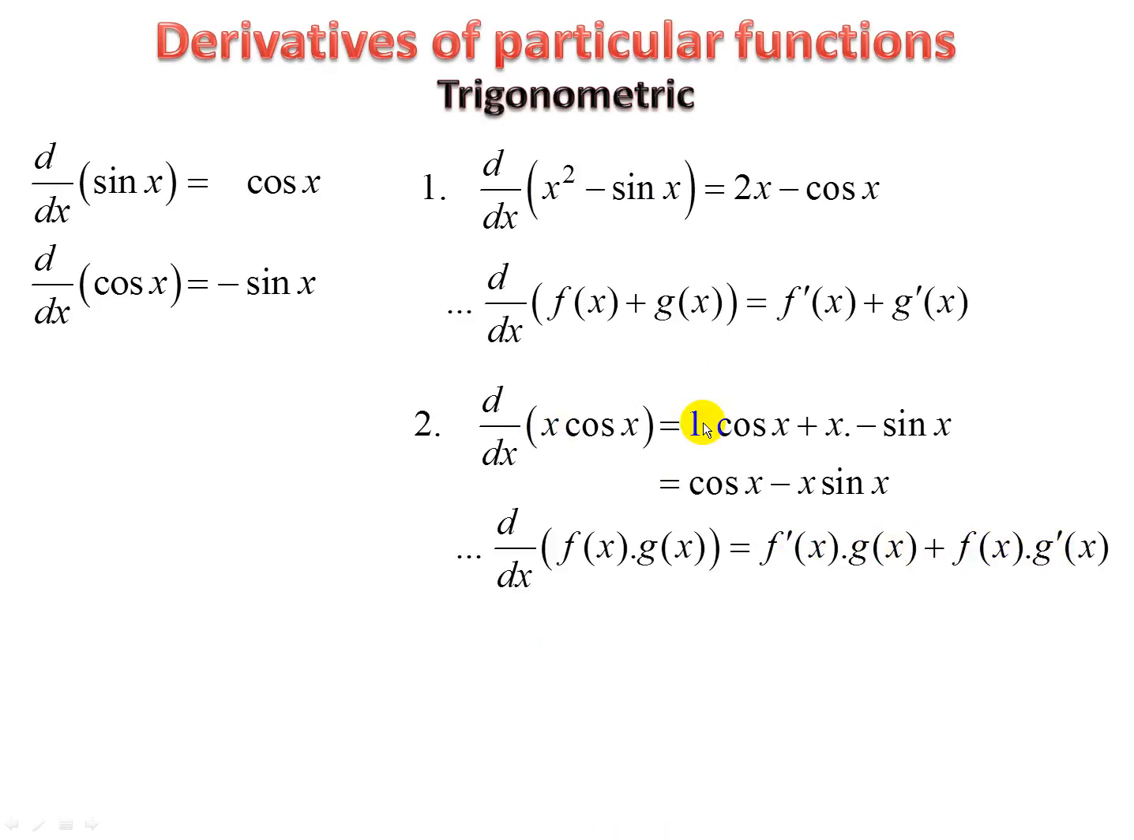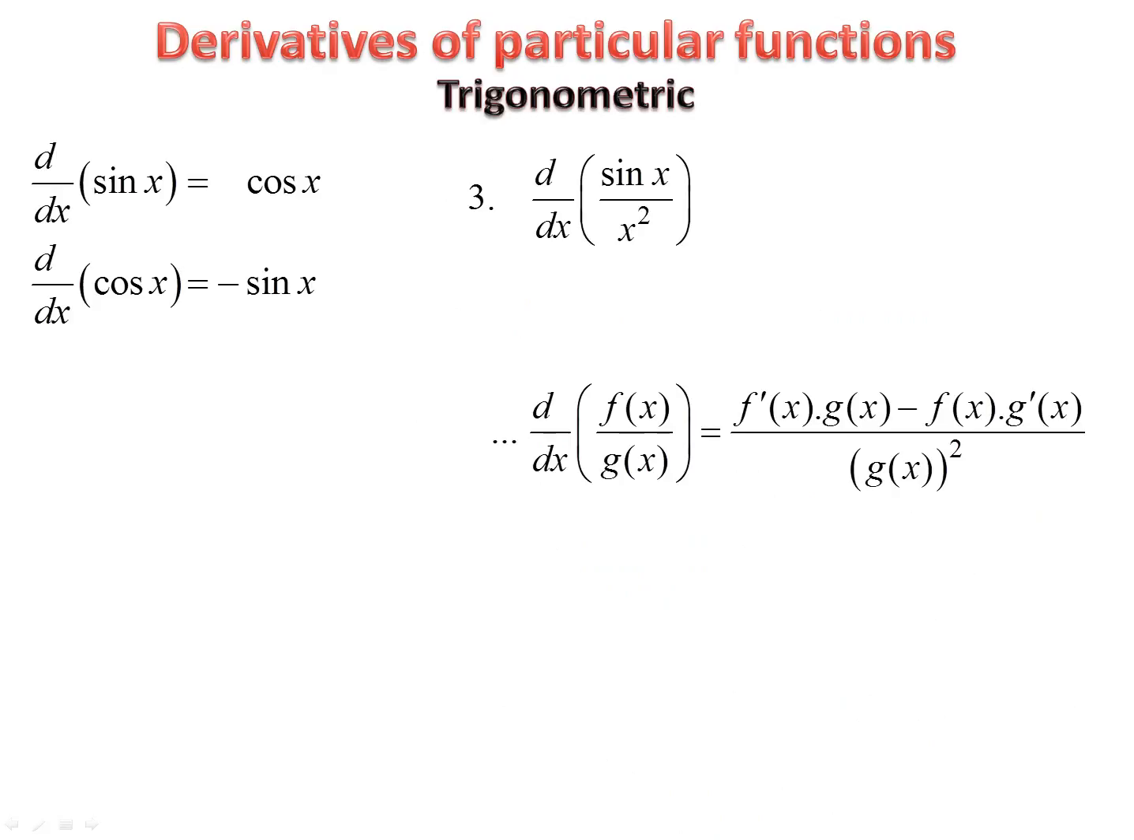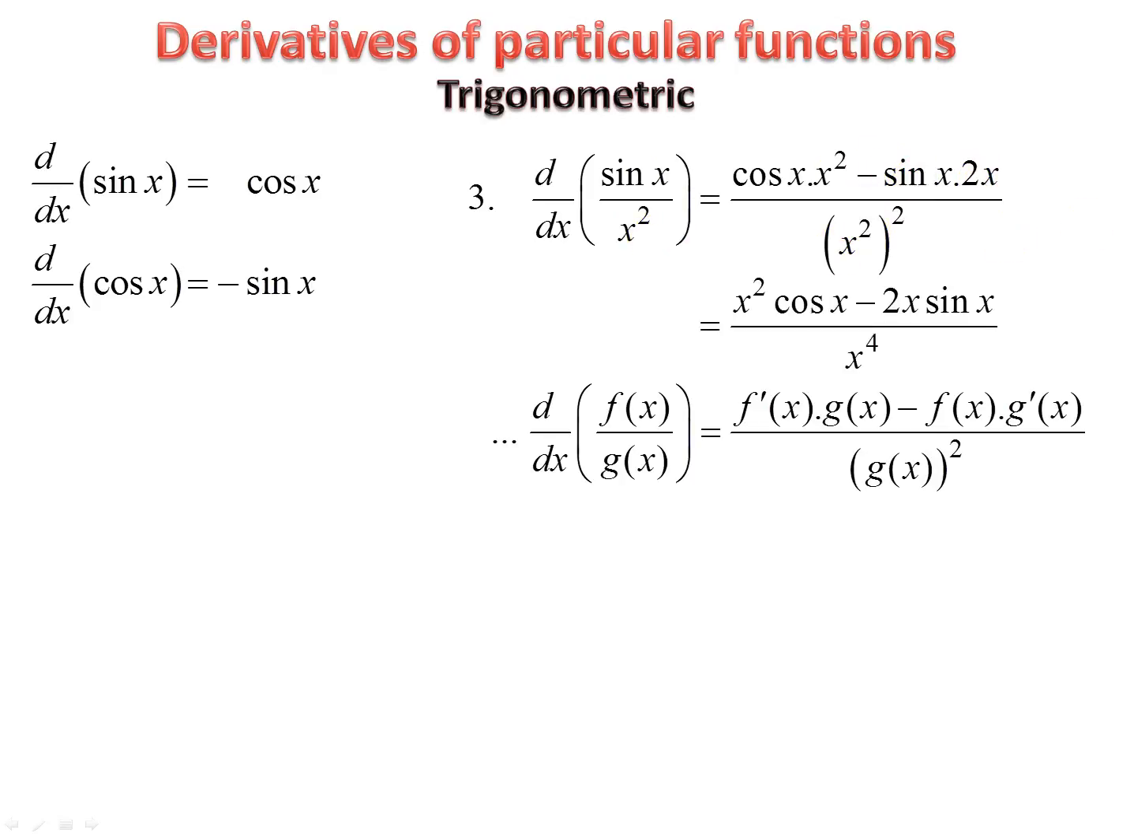There we are. X goes to 1, x stays as x, cos stays as cos, cos goes to negative sine. A quotient rule. Top sine, bottom x squared. There's the rule. Derivative of top, bottom, minus top, derivative of bottom, over bottom squared. Here we are. Derivative cos stays, minus stays, derivative 2x, all over that squared, which simplifies to that.